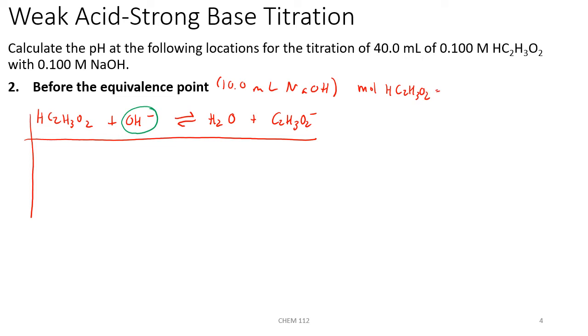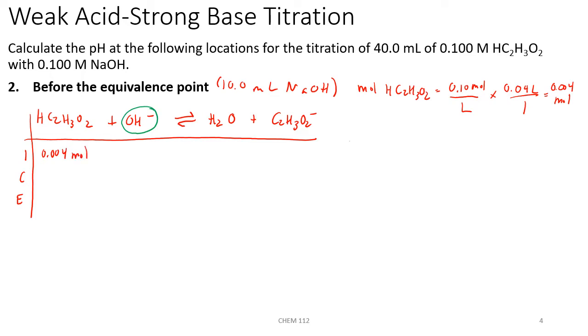So our moles of acetic acid can be calculated by taking the molarity of our acetic acid, which is 0.1 moles per liter, and multiplying by the volume in liters. So we had 40 milliliters, so we'll multiply by 0.04 liters. That gives us 0.004 moles of acetic acid. So initially, before any hydroxide was added, we had 0.004 moles of acetic acid present.